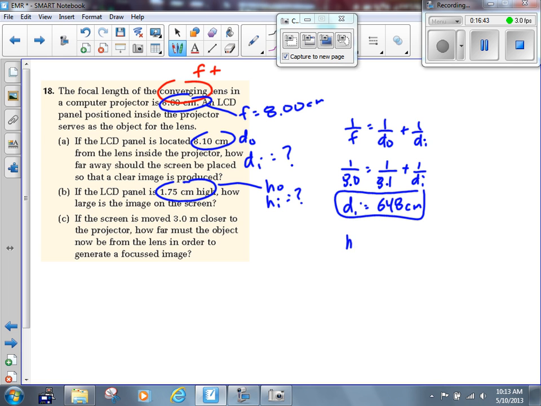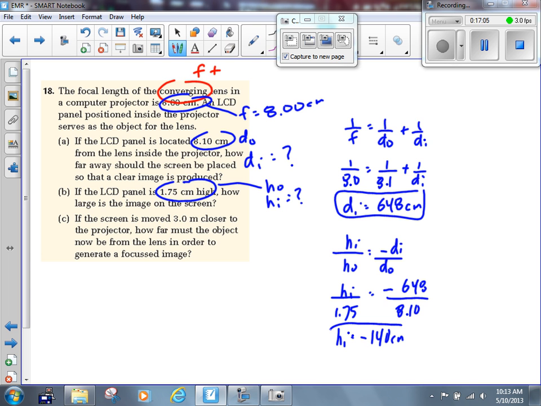We're going to say HI over HO equals negative DI over DO. Does anybody have the value for HI now? Negative 140. We got an image that is quite a bit larger than our object is, which we would expect if we're projecting an image onto a screen by an LCD projector. It's upside down, which we expect to happen, because we talked about that when we do our ray diagrams.